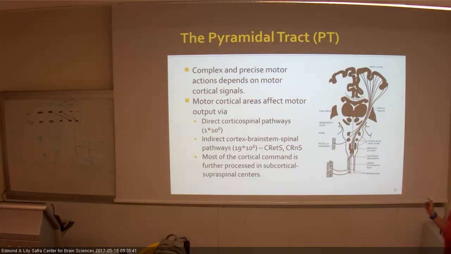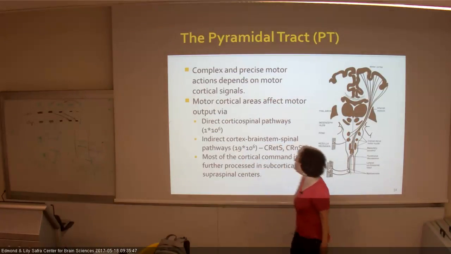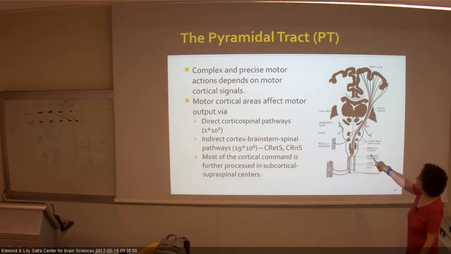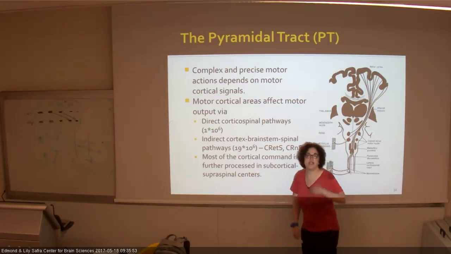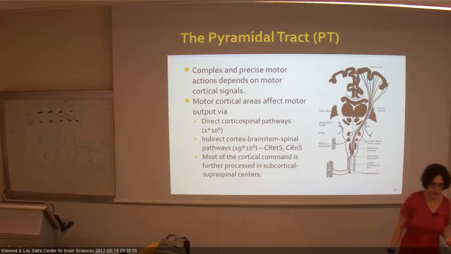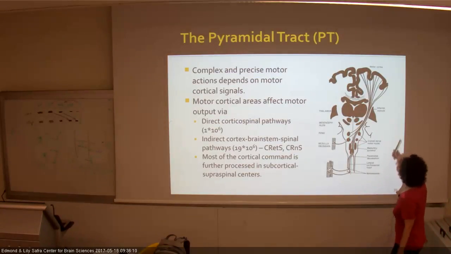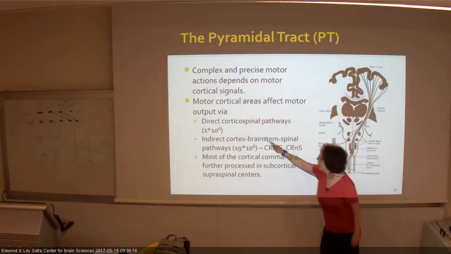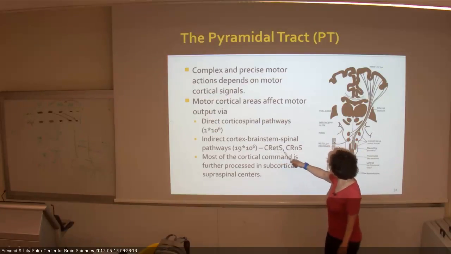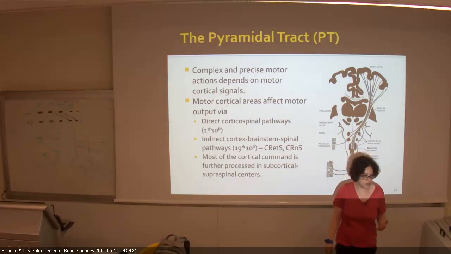But the motor cortical areas can affect motor output either via the direct pathway, the pyramidal tract, which contains about 1 million fibers, or the indirect cortical brainstem pathways that contain about 20 times more axons. So most of the information from the motor cortex goes through some further processing at the brainstem. The indirect pathways are the cortico-reticular and cortico-rubral pathways. These are the most important parts.